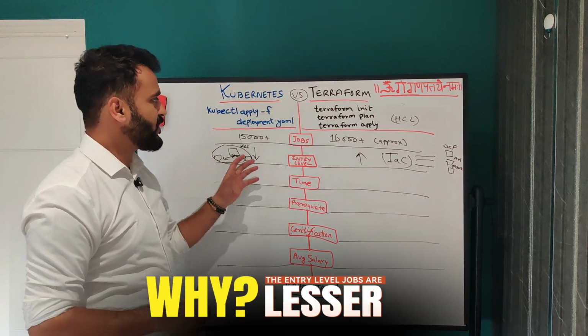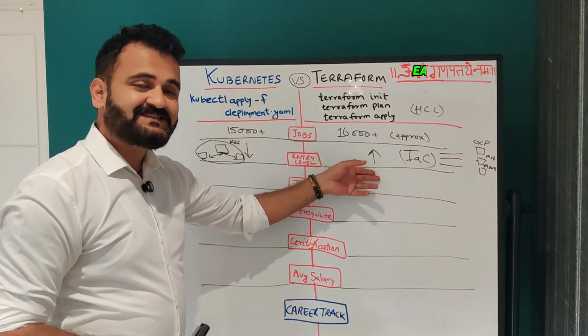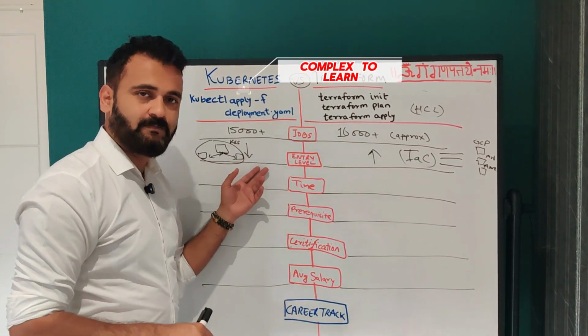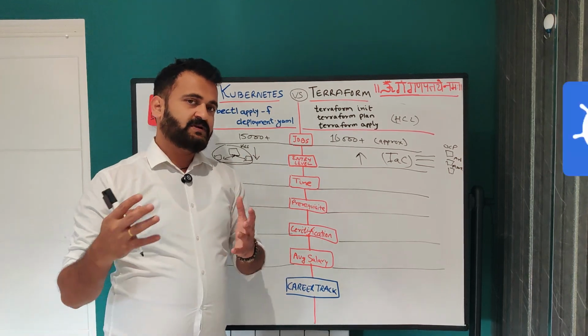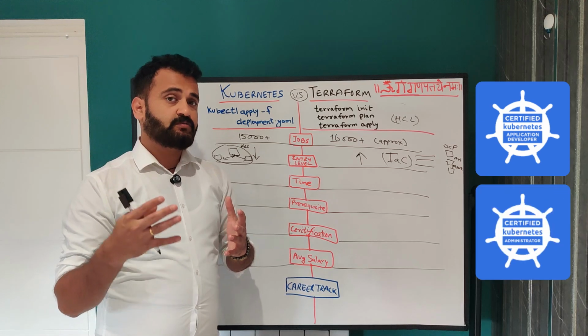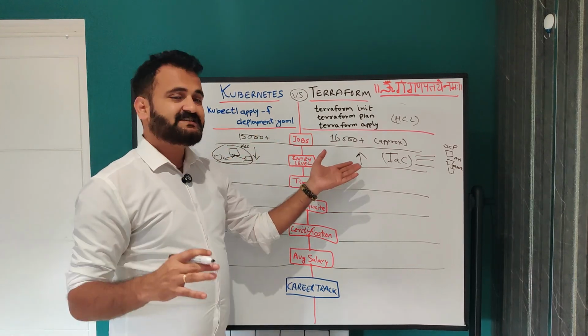So the question is, why are the entry-level jobs fewer for Kubernetes? Because Terraform is easier to learn, and Kubernetes is more complex. Kubernetes is a very wide paradigm. You can enter as a Kubernetes developer or Certified Kubernetes Administrator, but it is very complex. It is a beast in itself, whereas Terraform is slightly easier.